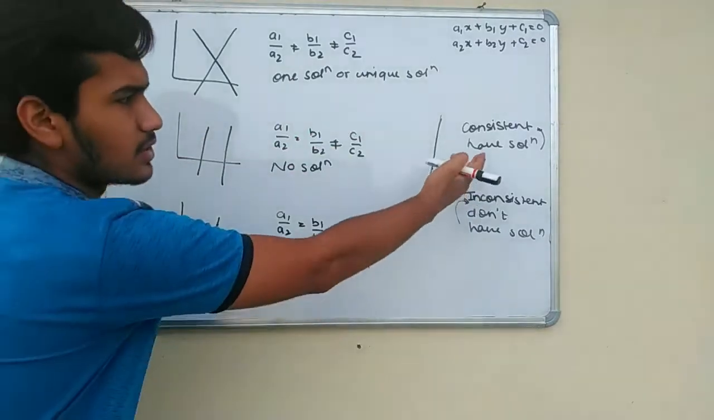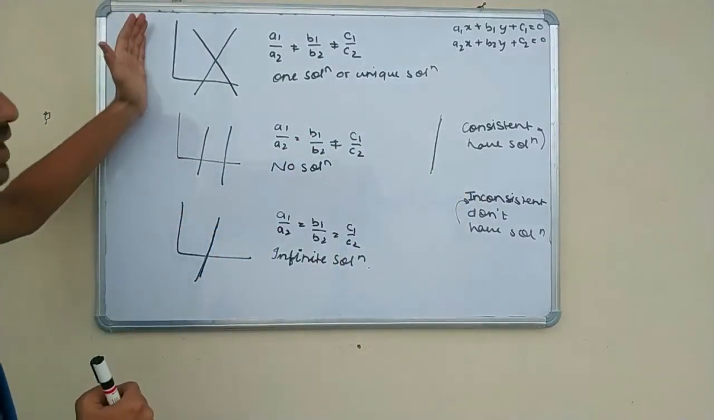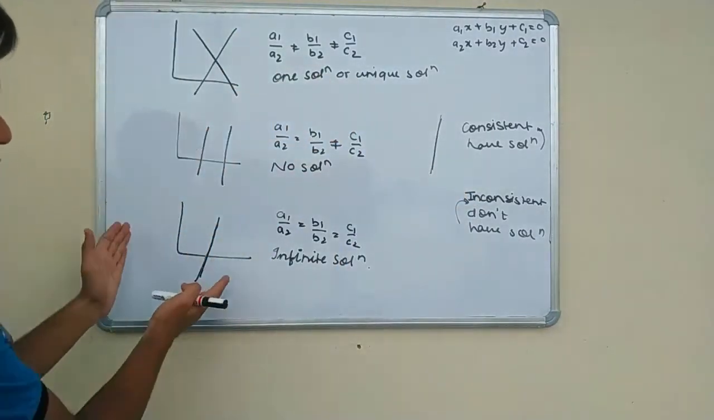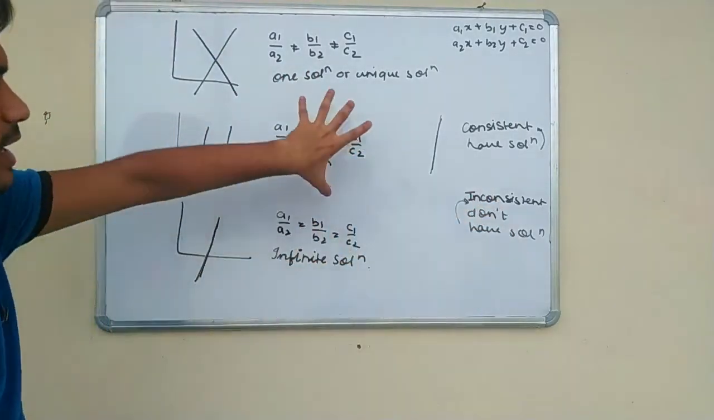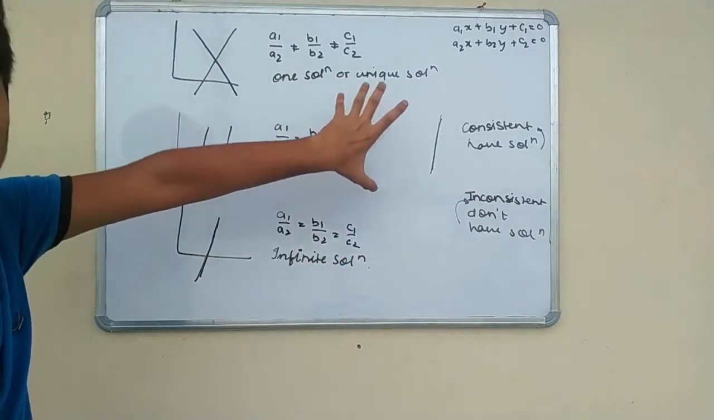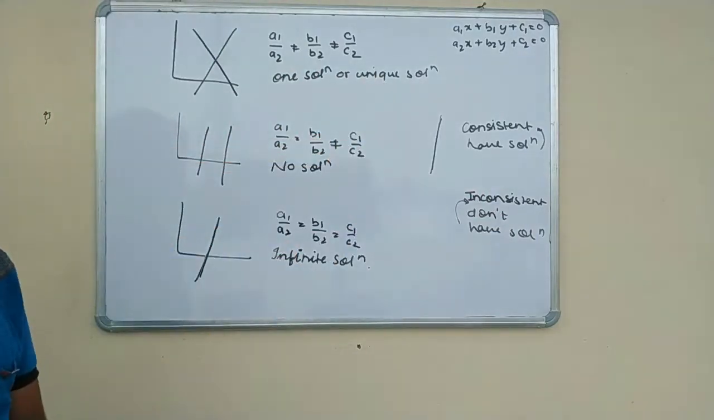So for consistent there are two cases. First is intersecting lines or unique solution, or coincident lines or infinitely many solutions. For inconsistent we have one case, that is parallel lines or no solution. Got it? Now please copy it in your notebook.